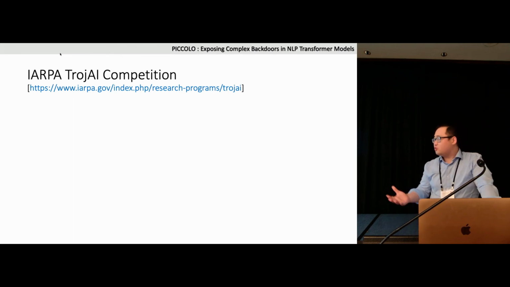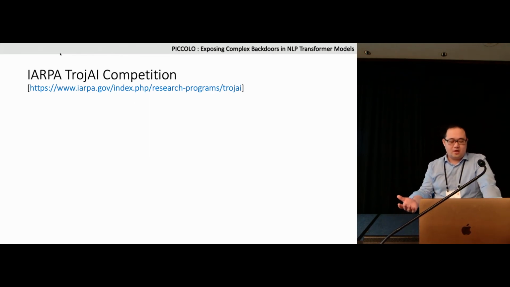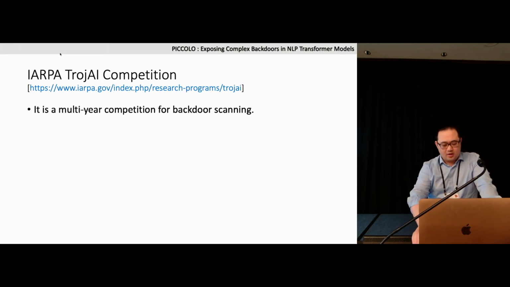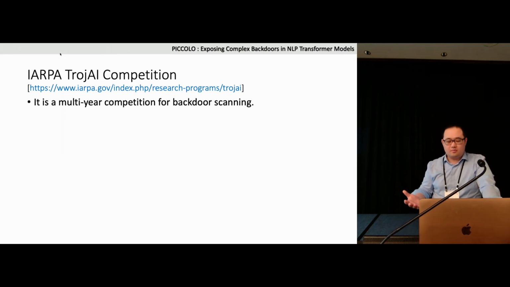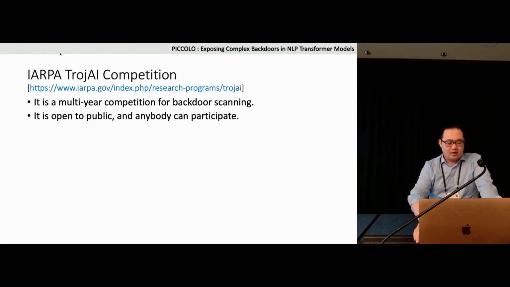Before going into the evaluation details, I want to first briefly introduce what is IARPA's TrojAI competition. It is a multi-year competition for backdoor scanning. It is still going on right now. And it is open to the public, so anyone can participate.